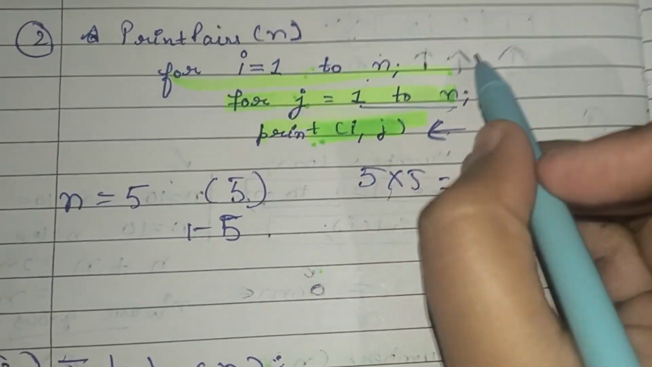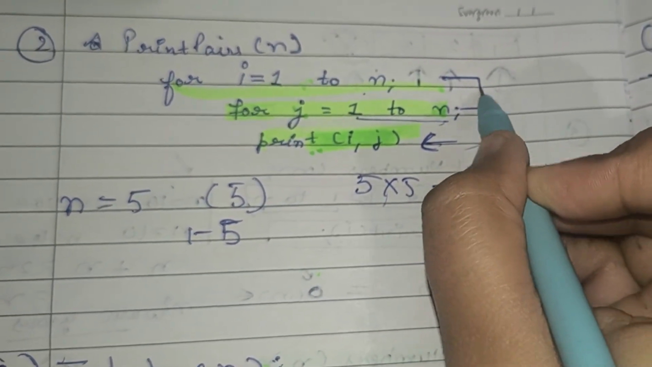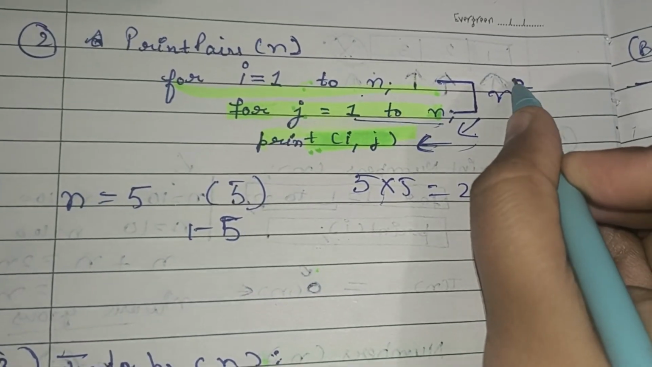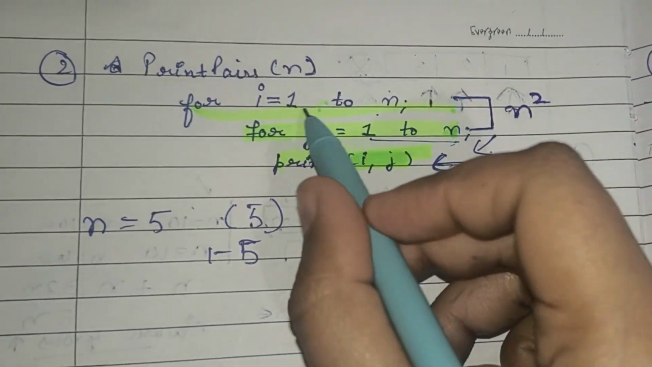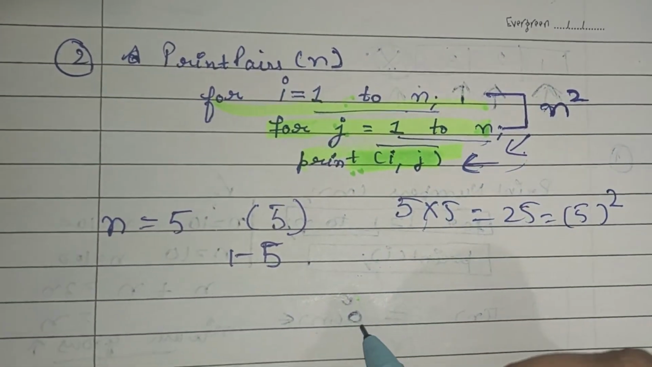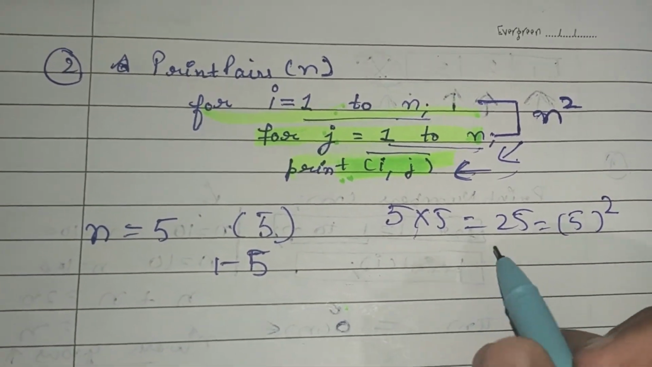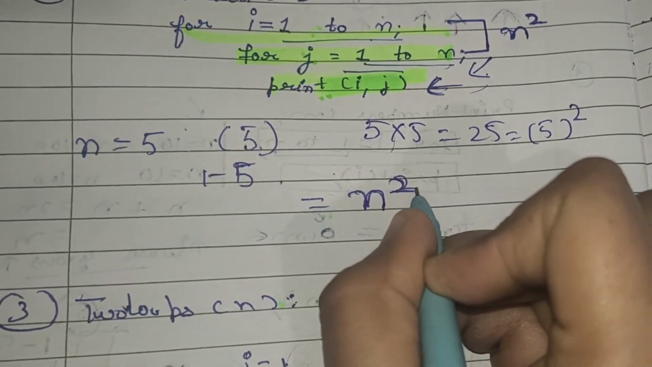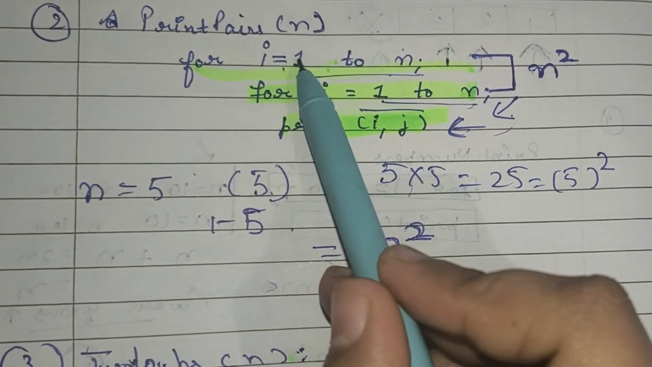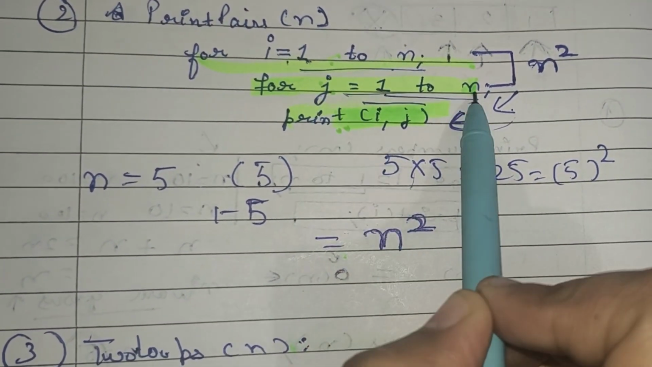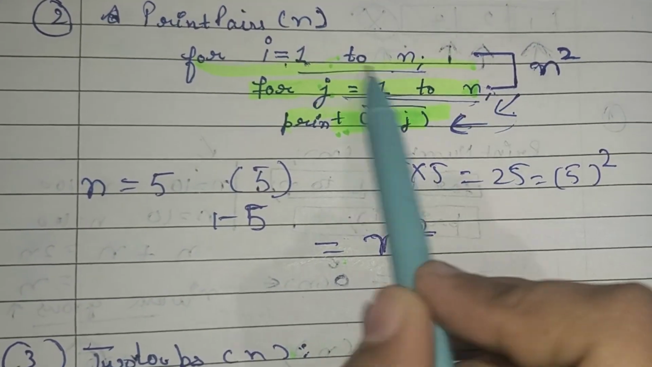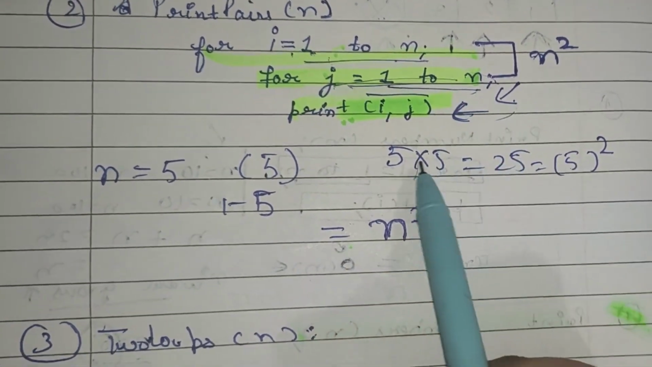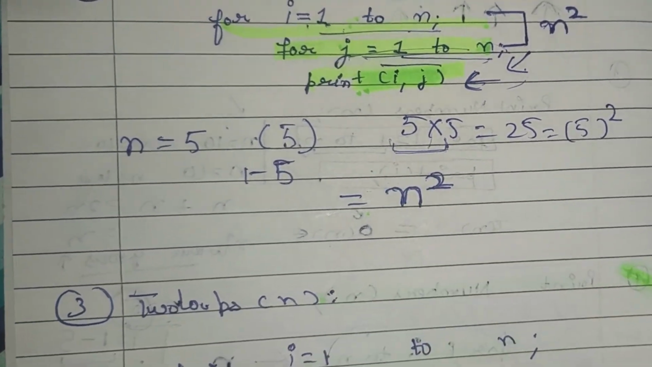So can I say that whenever we have an outer and inner loop, this statement runs n square times? With this logic, whenever we have an outer and inner loop, the time complexity will be n square, because for one iteration of the outer loop the inner loop will run a total of n times. For the second iteration it will again run n times. So it will be 5 into 5.